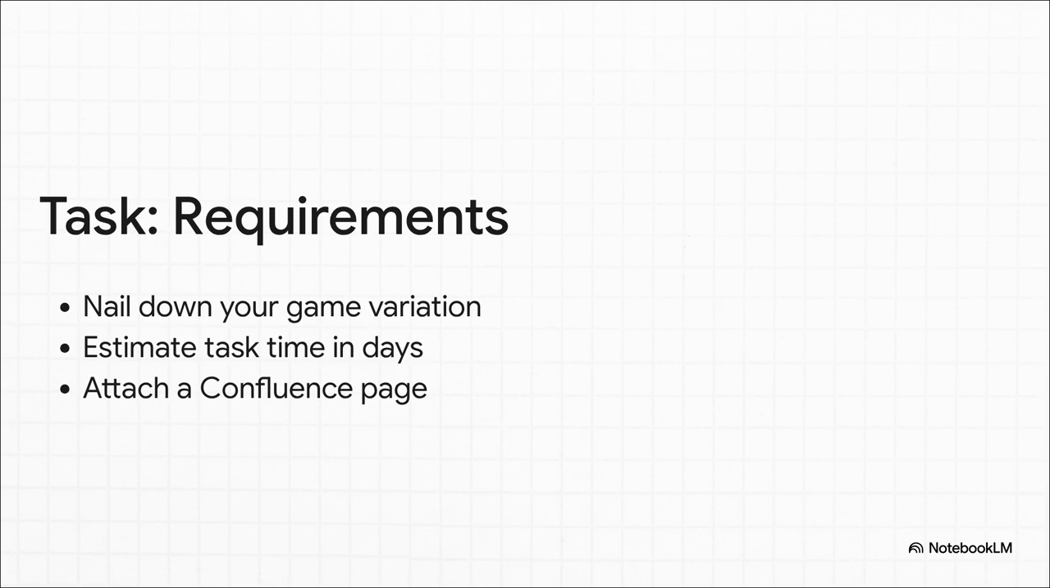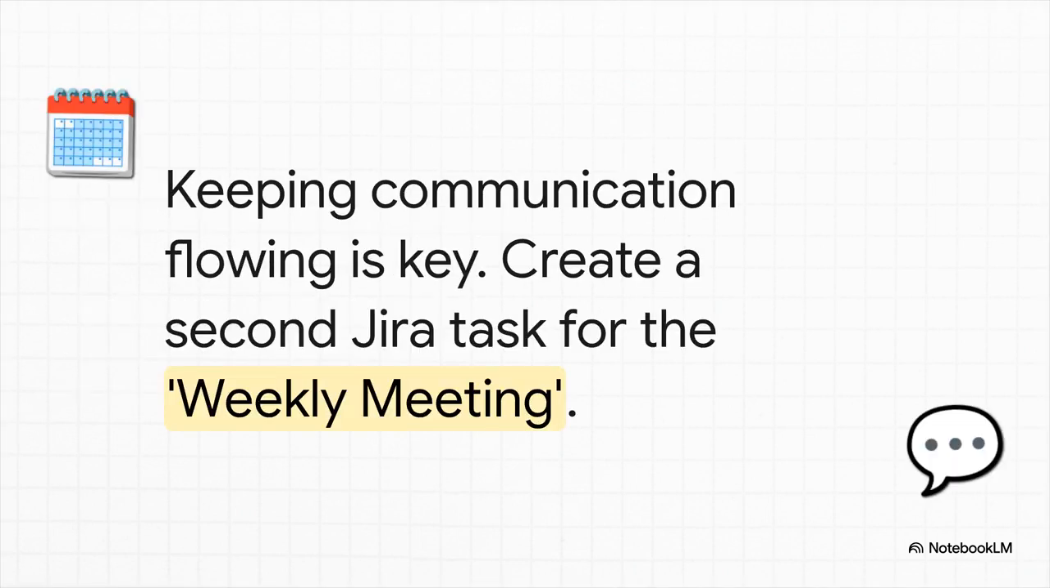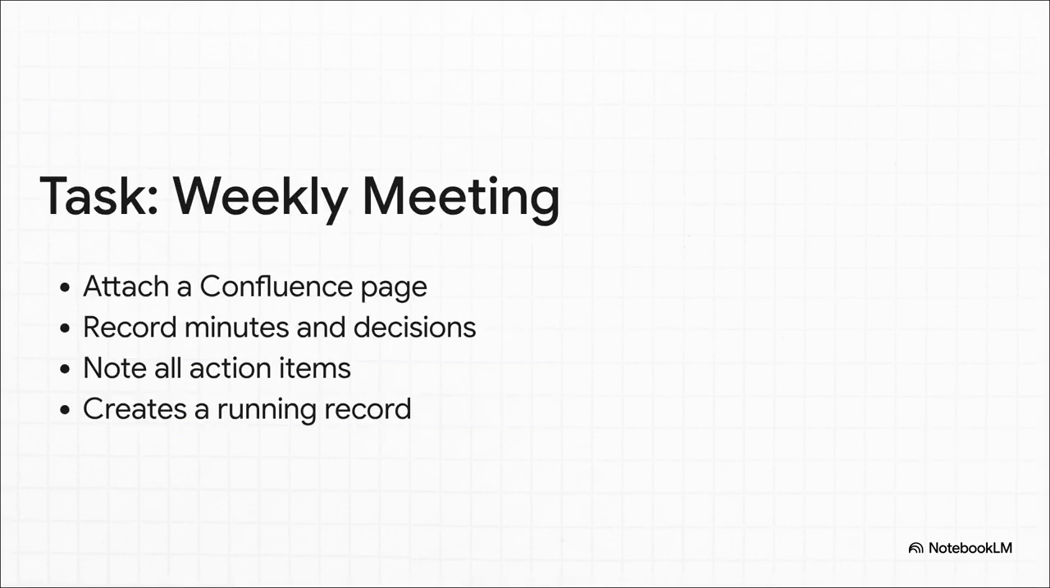It's all right there. Your second task is all about creating a consistent rhythm for communication. It's super simple. Just create a reoccurring task for your weekly team meeting. And yep, you guessed it. Just like with the requirements, you're going to attach a Confluence page to this meeting task. This page is where you'll jot down your meeting minutes, any decisions you make, and what everyone needs to do next. What you're building is a living, searchable history of your project. It is an absolute lifesaver.